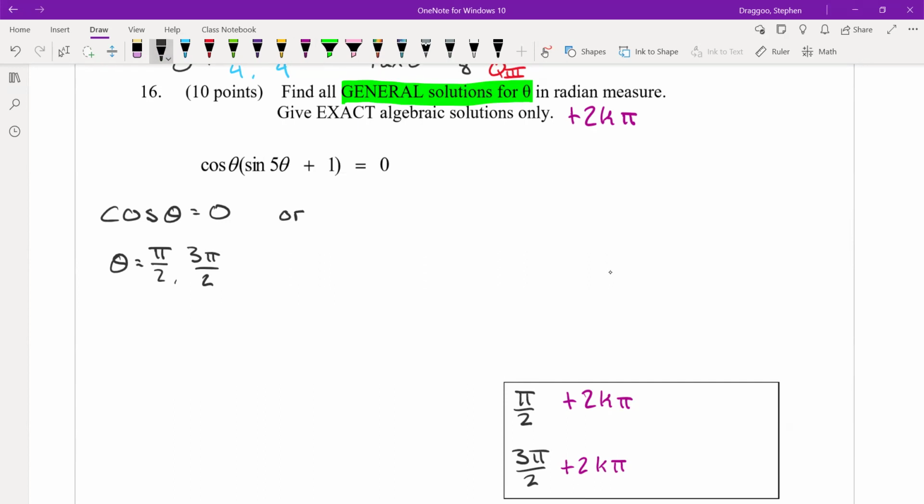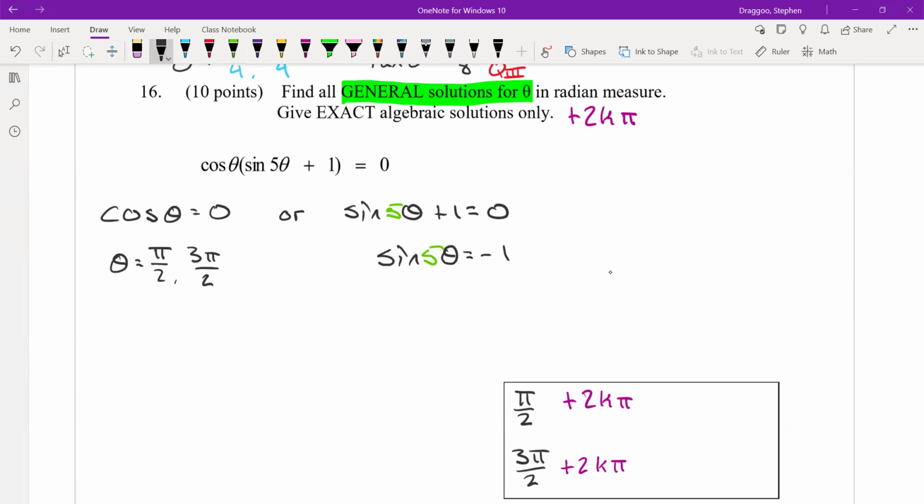Or on the other side, we also have sine of 5 theta plus 1 is equal to 0. Which means we're looking at sine of 5 theta being equal to -1. Bring that just back to the left a little bit. And I've got this 5 theta here that keeps showing up, the 5 theta on the inside of sine. So I'm going to deal with that after I start by just solving, say, sine of y equals -1.